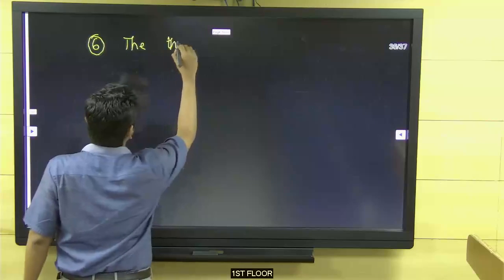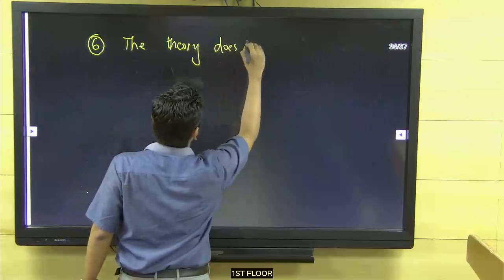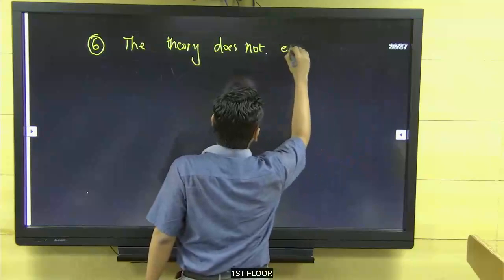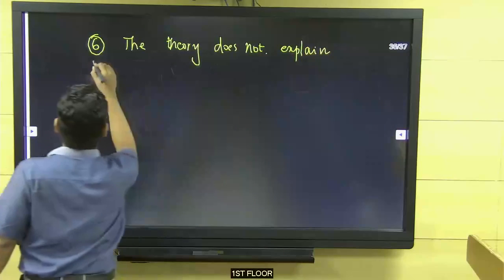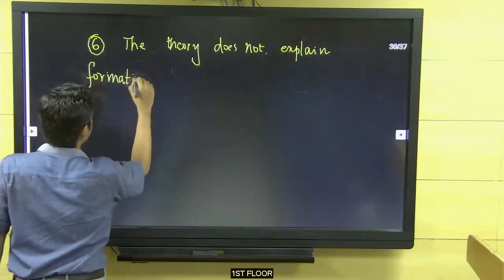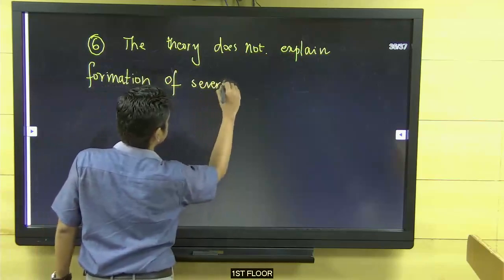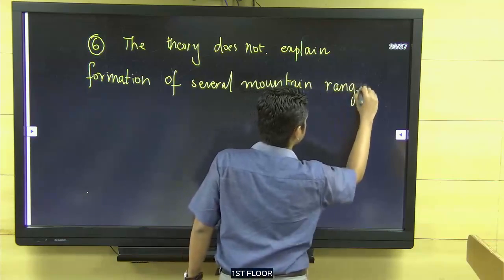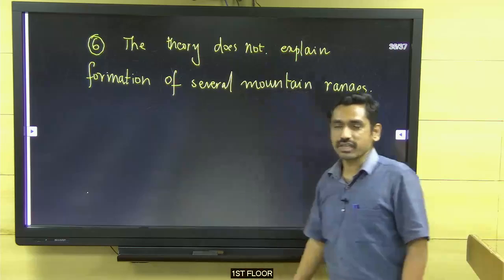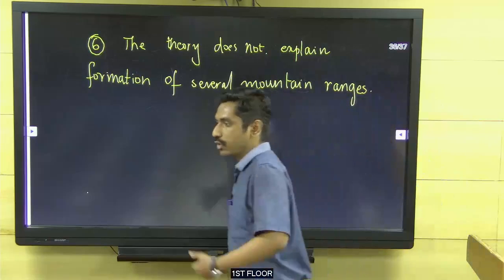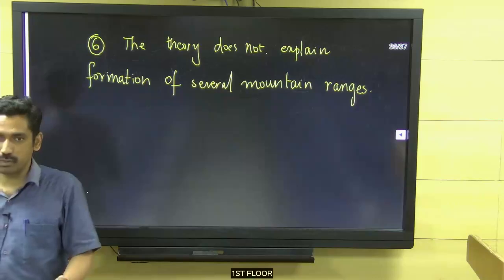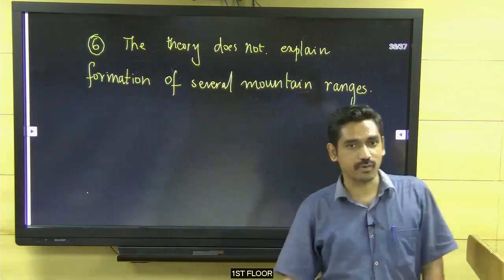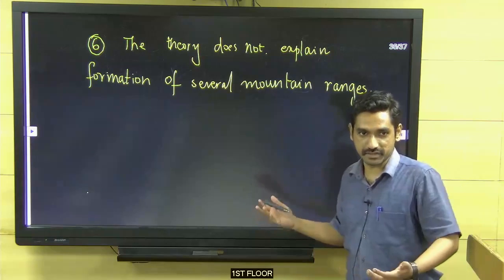The theory does not explain the formation of several mountain ranges. See, he was specific about the Himalayas, okay? The Alps, it's fine, to an extent. Talking about the Rockies, okay. The Andes, totally fine. No problem at all. But what about several others? What about the Aravallis? What about the Western Ghats? What about the Atlas Mountains? Several things went unexplained. Is it clear?